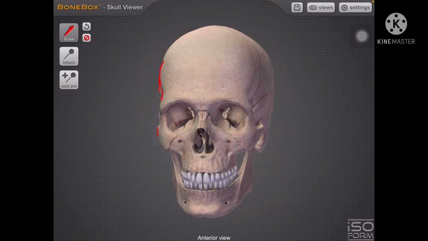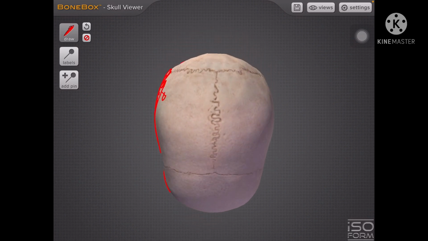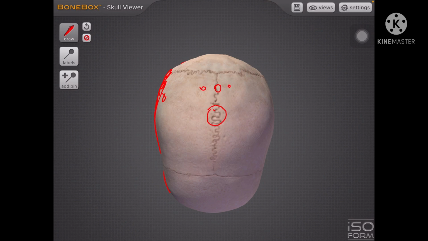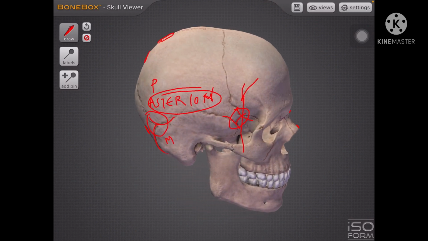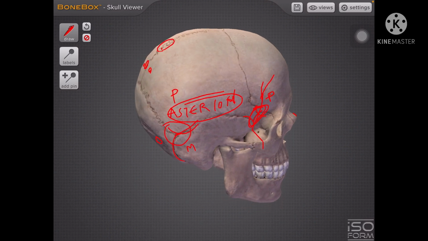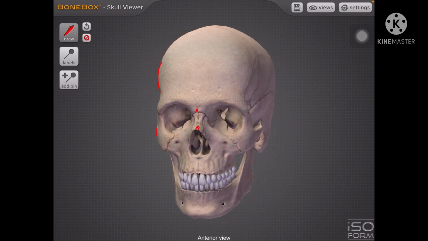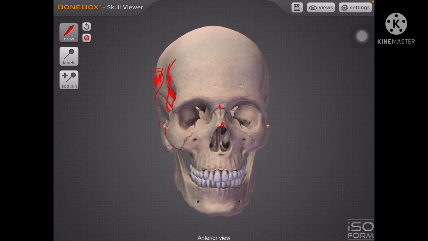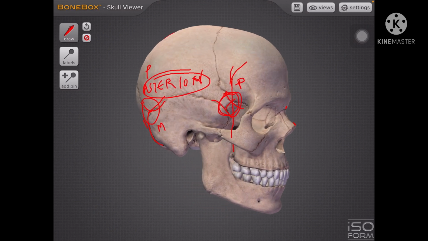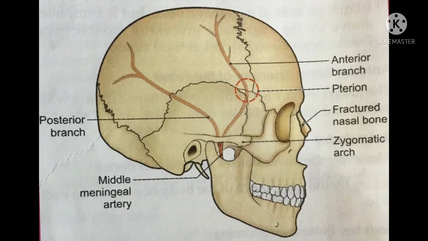Okay, what are the points that we have learnt in this session? Here is vertex. Obelion is the point between two parietal foramens. Here is nasion, here is rhinion. This is pterion, and this is asterion. These are all the important landmarks that you should know in detail about the skull. I hope this is clear. Here I kept the diagrams directly from Chaurasia.